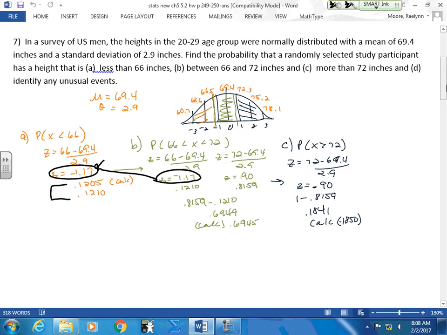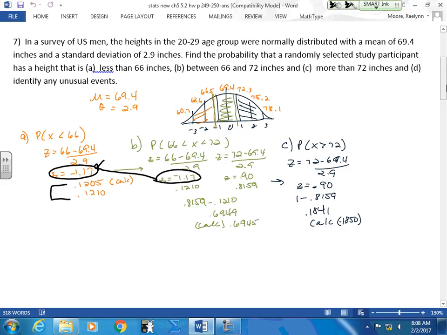I had to round the z-score to 2 decimal places to look it up in the table. The calculator does no rounding. It carries on indefinitely, so it gives us a more exact answer. So I need to know when you use your calculator, when you use your table.